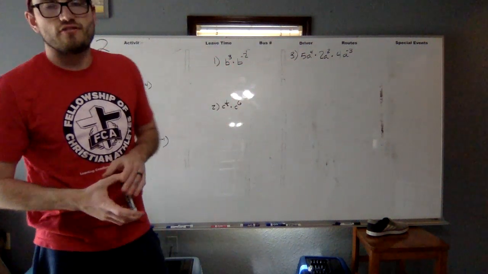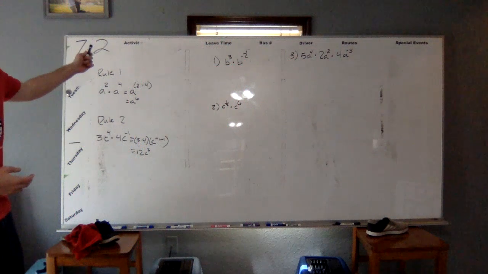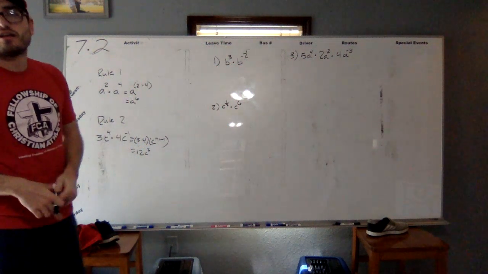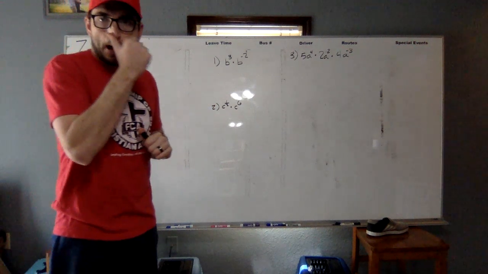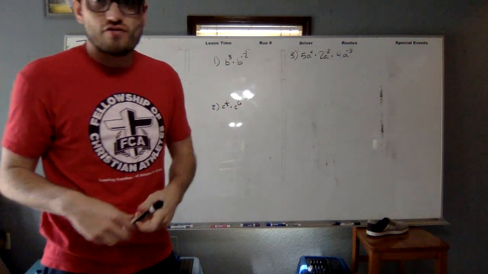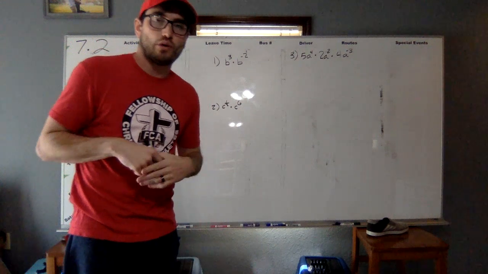Today we are learning 7.2, which is multiplying exponents with the same base. Again, I'm hoping a lot of this section you've at least seen the beginning of, and we just kind of add to it.